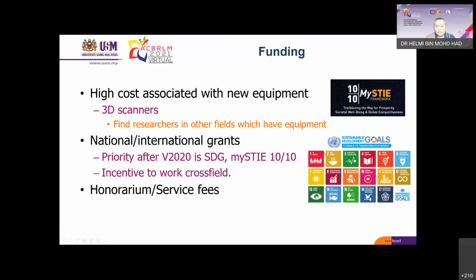So everywhere you go now, you will hear about SDGs, whether it's sustainable or not. So this SDGs is actually a priority of international priority area. So funding. So there is incentive to work cross-field. Do not just be in your silo, in your area only. And then funding is also needed for honorarium and service.